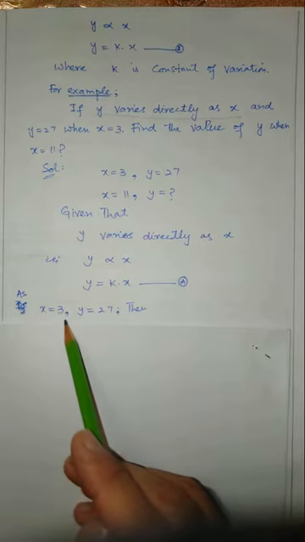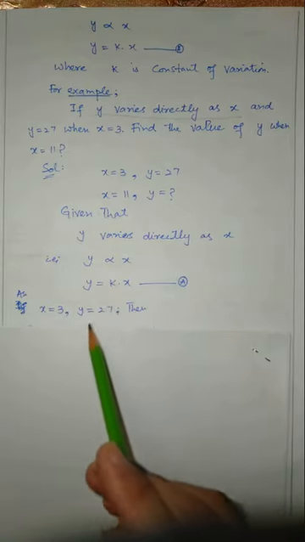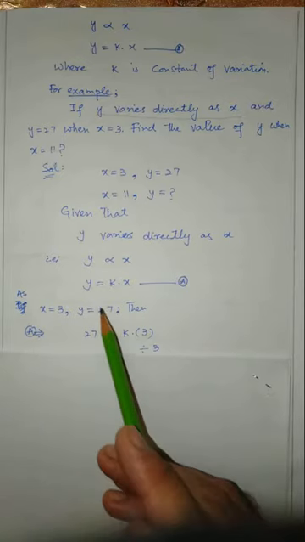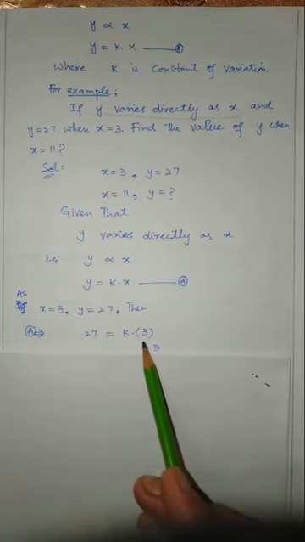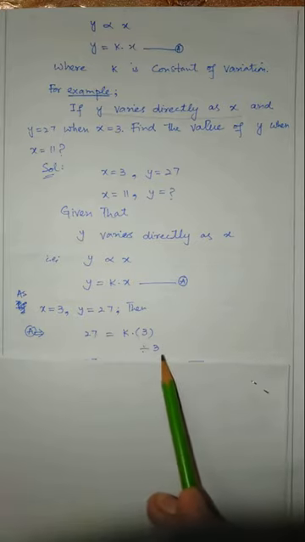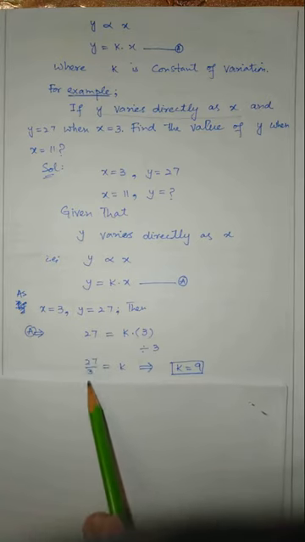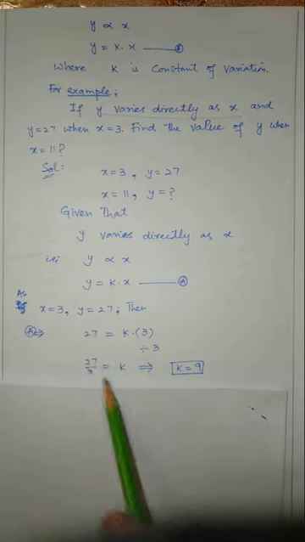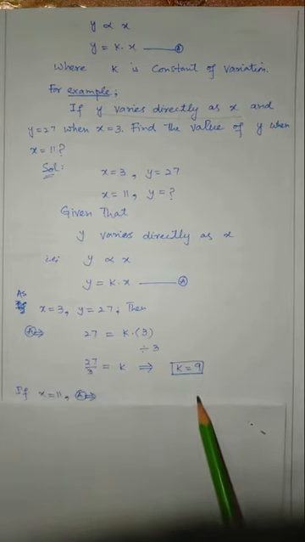As x is equal to 3, y is equal to 27, then this equation A implies, putting the value of y and putting the value of x. Now dividing by 3 on both sides of the equation, 3 cancels with 3, k, and 27 by 3, which is equal to 9, since 3 nines are 27. So k is equal to 9. This is the value of k.